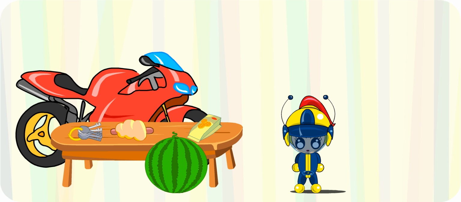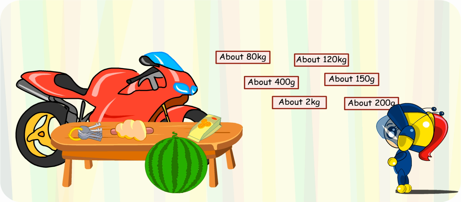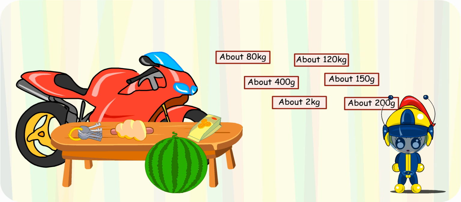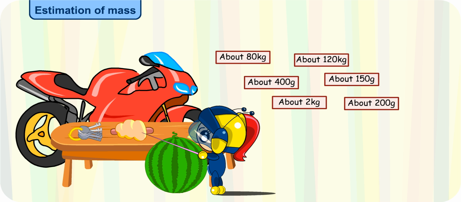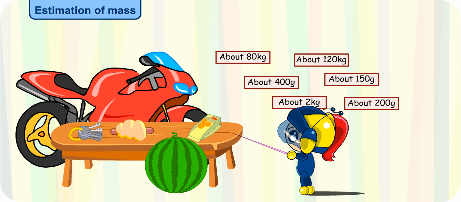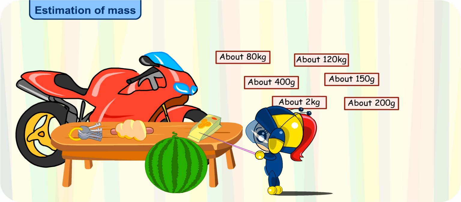Turbo Girl, I have here some objects and their masses, but the masses have been mixed up. Do you think you can match each mass to the correct object by estimation? I will try. Let's have a look at the objects. There is a sausage roll, a watermelon, a table, a motorcycle, a bunch of keys, and a packet of biscuits.